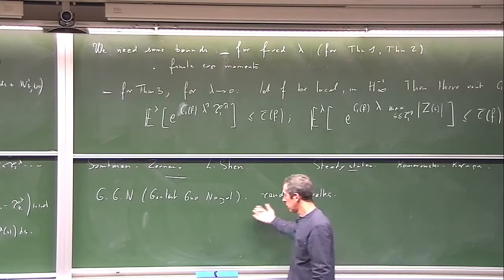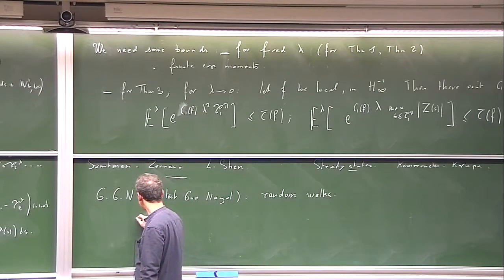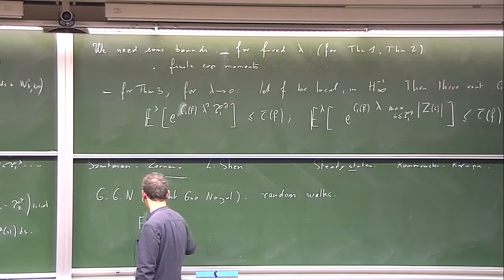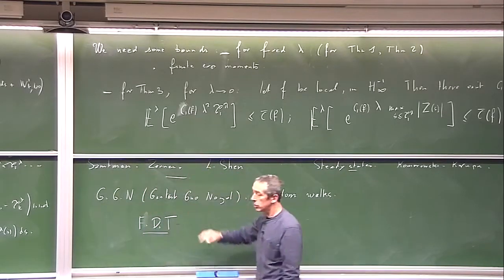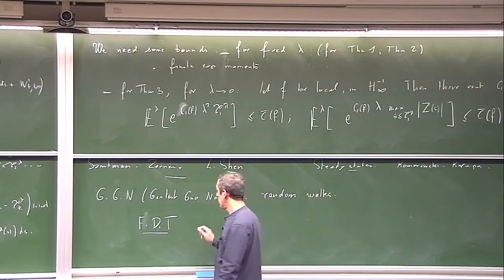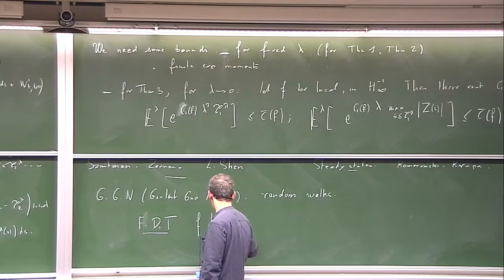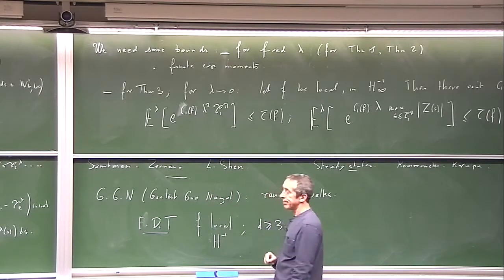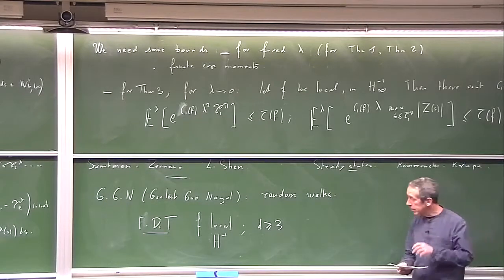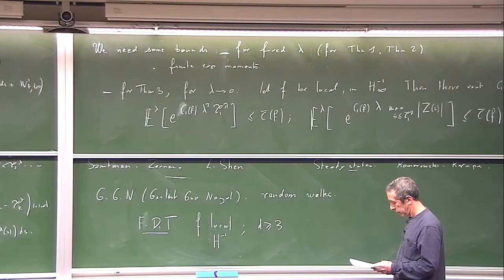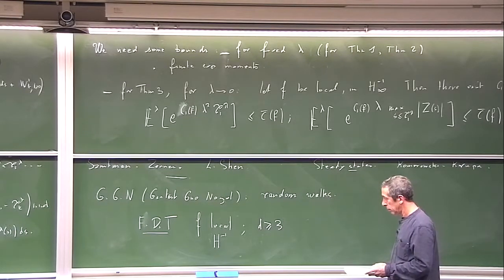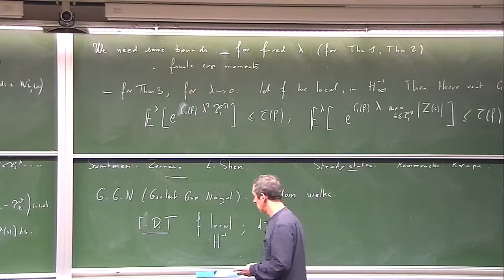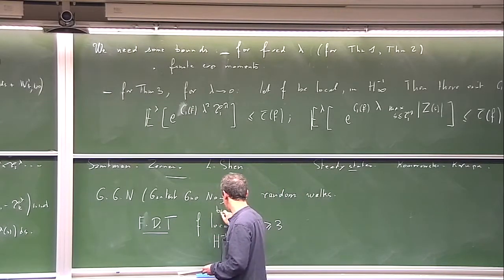So they construct steady states, and then they prove, let's say, the fluctuation-dissipation theorem, as we do. So they take the derivative of the steady state. But they prove it when f is local and in h minus 1, and when d is larger or equal than 3. In my notes, I also wrote that f is bounded, but OK. Yeah, certainly f should be bounded.